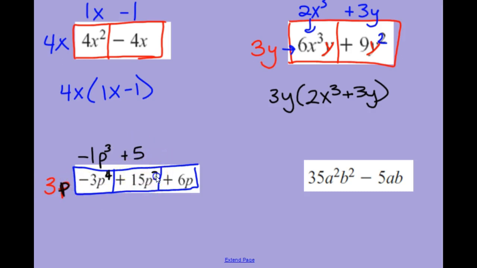Then over here, 3 times 5 would give me 15. But I need a p to the power of 2, so I need 1 more to give me 2 p's. And then last, 3 times 2 would give me 6. And there's already a p there, so we're good. So our answer is 3p times negative 1p to the 3rd plus 5p plus 2.